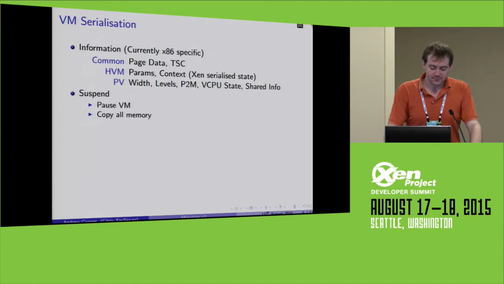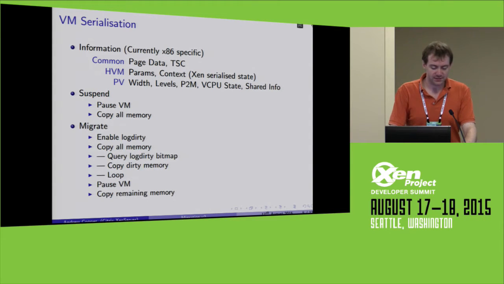Now, we use the same algorithm for both live migrate and suspend to disk. Essentially, you're either piping it into a file or piping it across the network and undoing it on the far side. It's the same algorithm. So suspend is very easy. You just pause the VM, have some head metadata at the start, put all the memory in, tail metadata on the end, and it's all fine. Live migrate's a little bit more complicated, but again, still fairly simple.